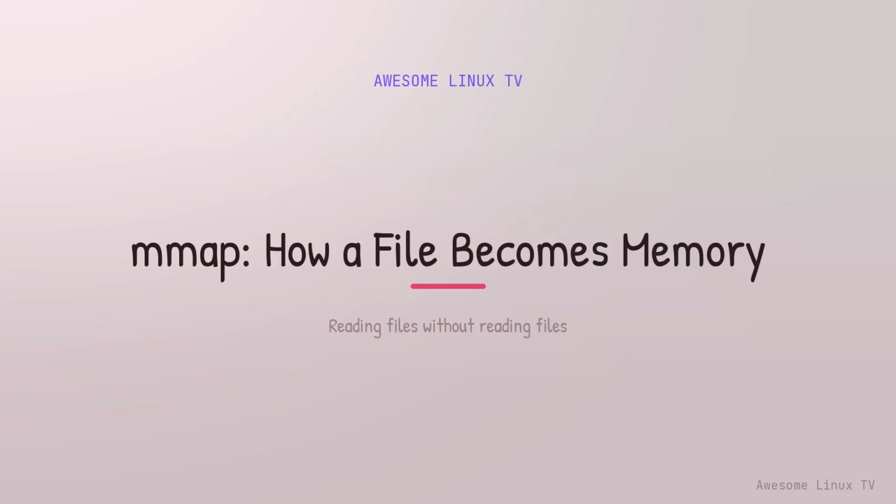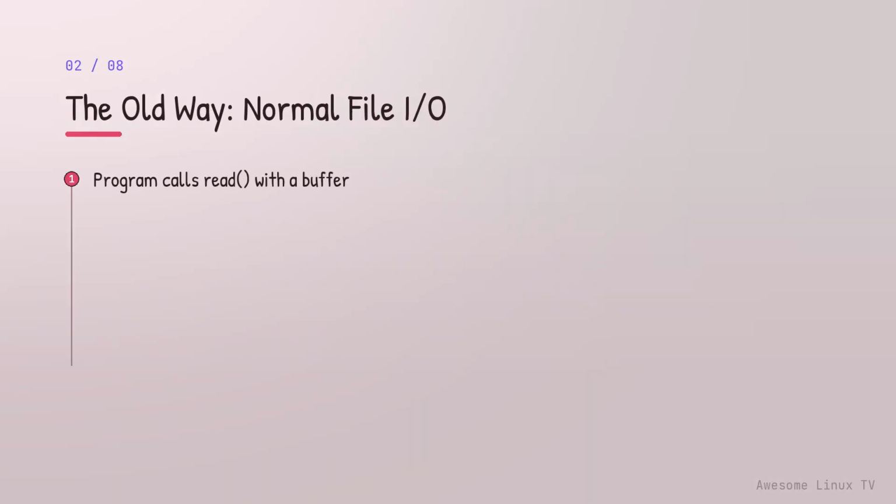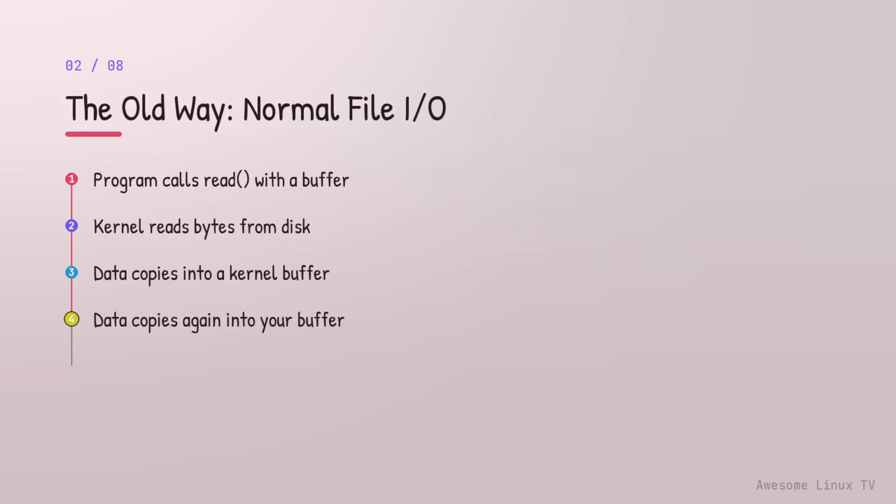Let's break down how that actually works. With a standard read syscall, your program says, here's my buffer, fill it up. The kernel pulls data off disk into its own internal page cache, then copies that data byte by byte into the buffer you provided. That's 2 full copies of every byte, one into the kernel space, one into yours. For a small config file, you barely notice. But for a 2 GB database file, those copies burn CPU time and memory bandwidth that add up fast.